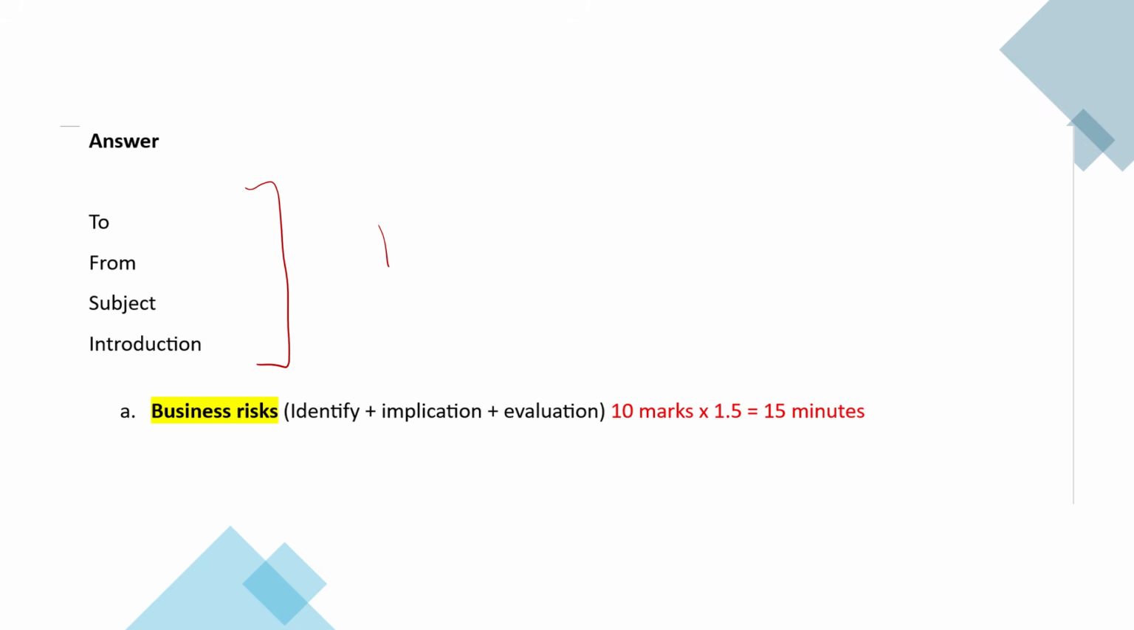So to the engagement partner from the audit manager, subject could be planning of XYZ, whatever your client's name is, and the introduction will literally just be a summary of the requirements. So these briefing notes consist of business risk, ROMM, etc. For each business risk, if it is recommended, I'm going to write this down as my template so that I don't forget it. Remember, it is going to be 2 marks per business risk. So for a 10 mark requirement, I need to write 5 well evaluated risks.